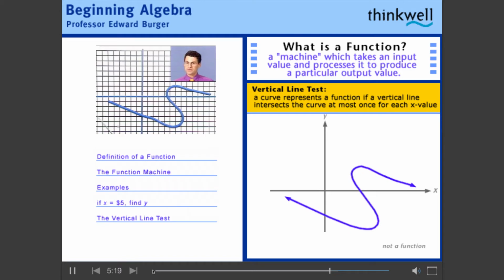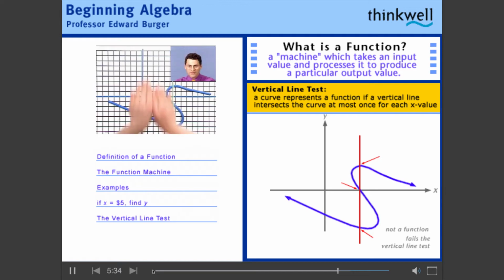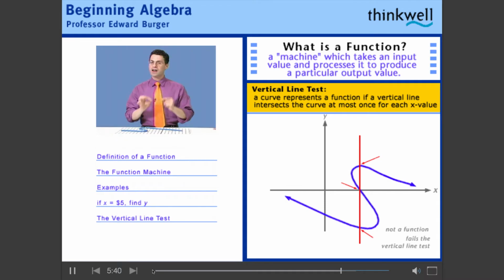And why is it not a function? Because it fails the vertical line test. There are places on this curve where if I draw a vertical line, you see, it crosses the curve in more than one place. And what does that mean in terms of our machine? It means that if I insert that x value, there's not one y value that spits out. In fact, there would be three y values, one over here, and one over here. So this is not a function because one x value doesn't give rise to a unique y value.